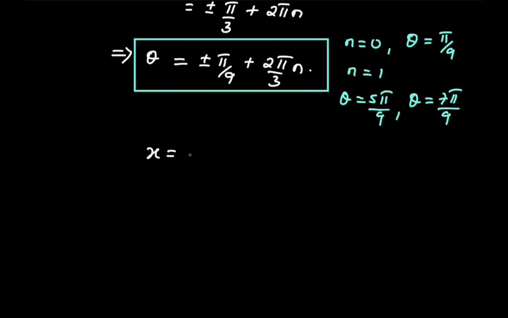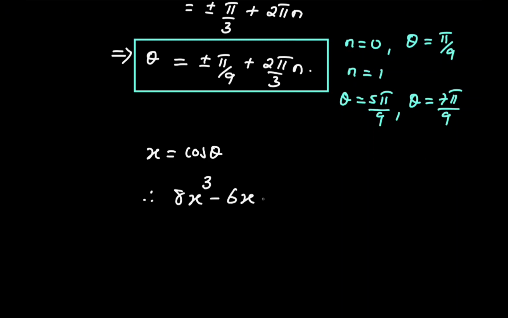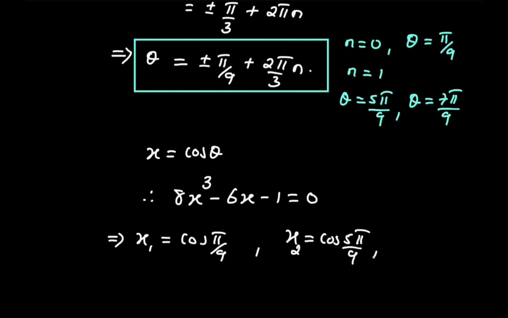Recall that x is equal to cos theta. Therefore, 8x^3 - 6x - 1 = 0 implies that x1 is cos(pi/9), x2 is cos(5 pi/9), and x3 is cos(7 pi/9).